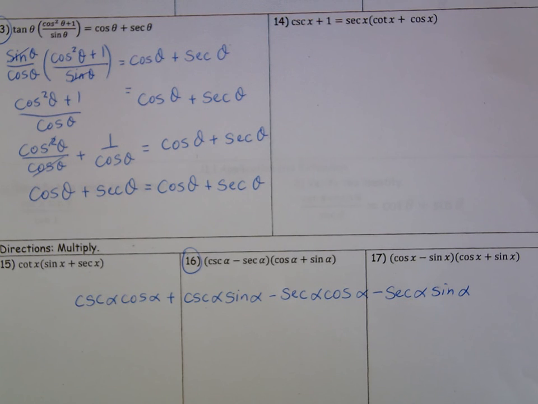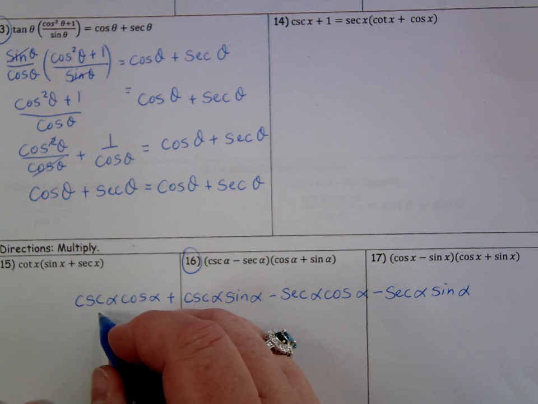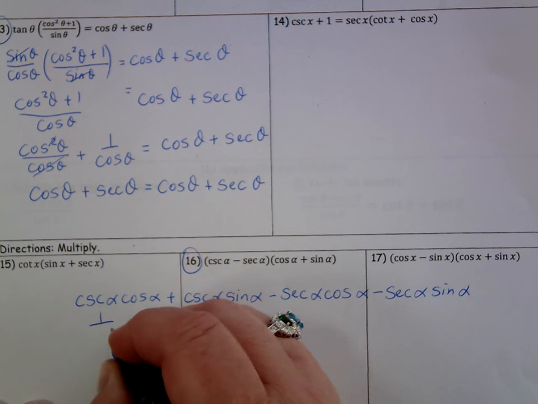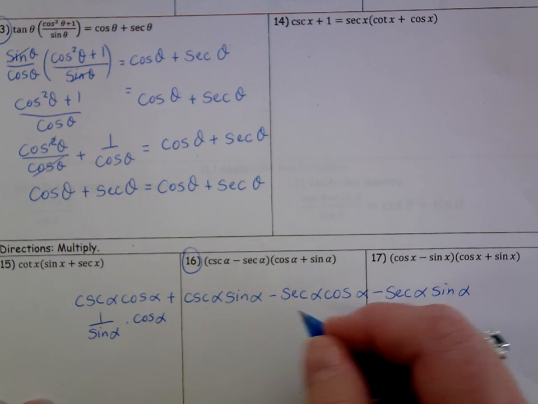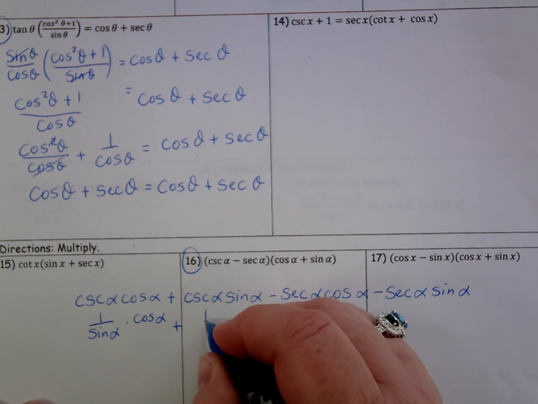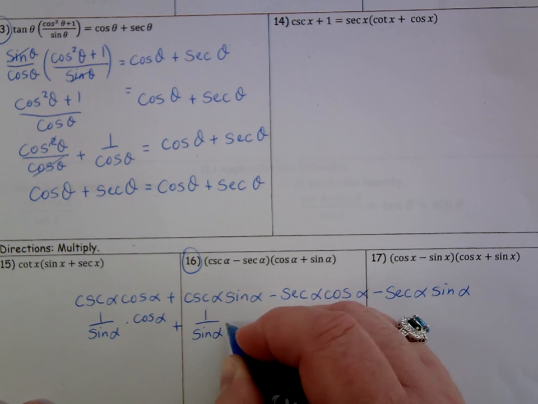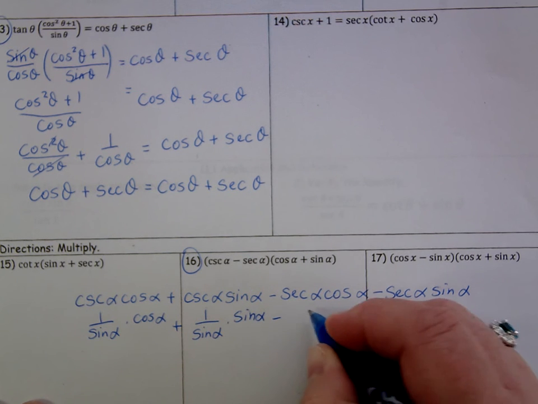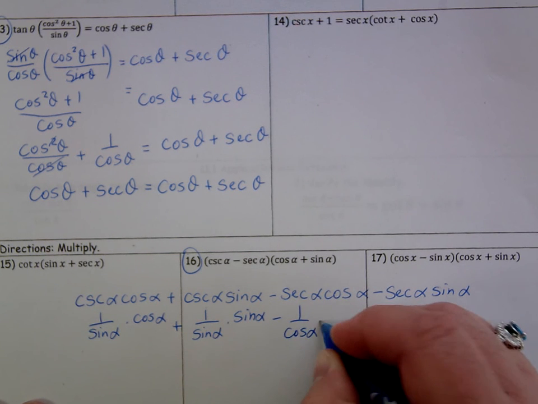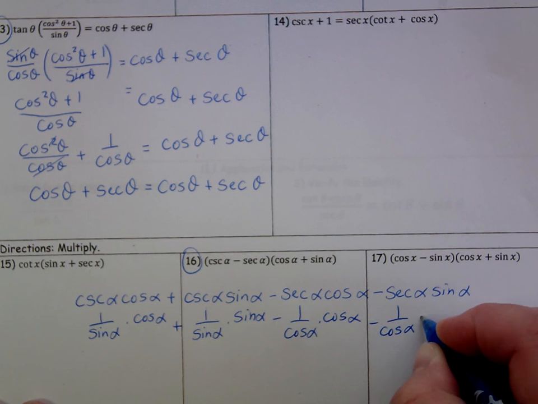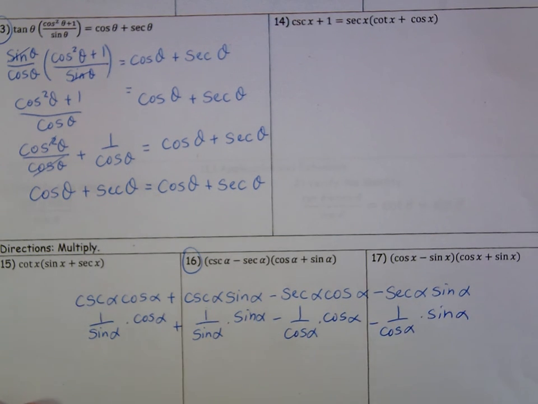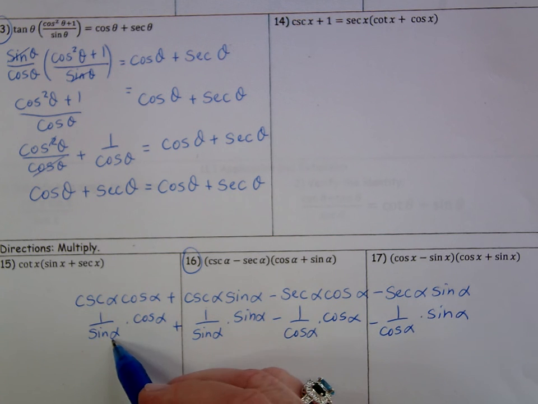All right, here's your next step. You want to turn everybody into sines and cosines like you would. So cosecant is 1 over the sine times cosine plus cosecant is 1 over the sine times the sine. Secant is 1 over the cosine times cosine. Secant is 1 over cosine times sine. Well, this would be 1 times cosine over sine.